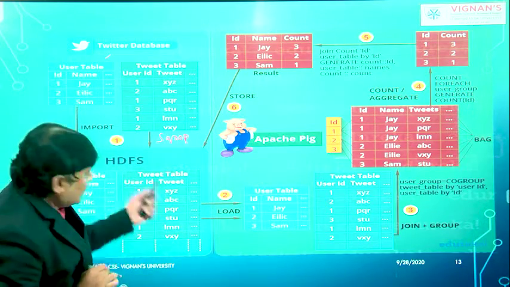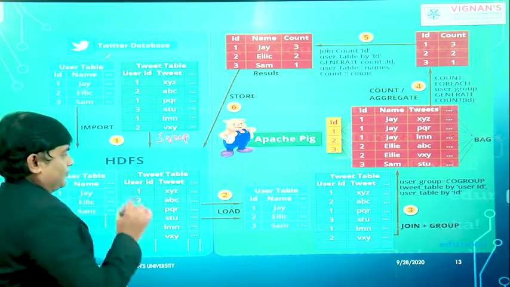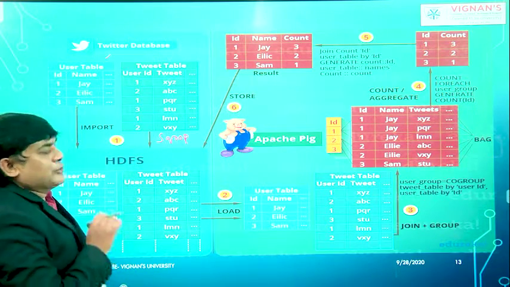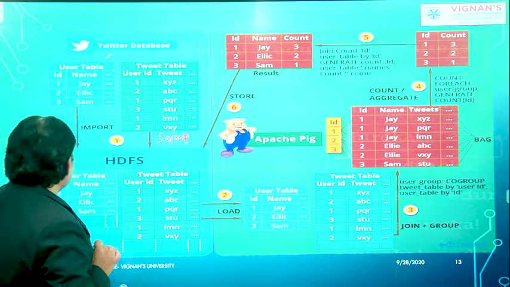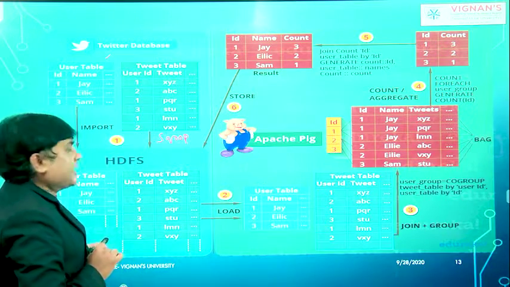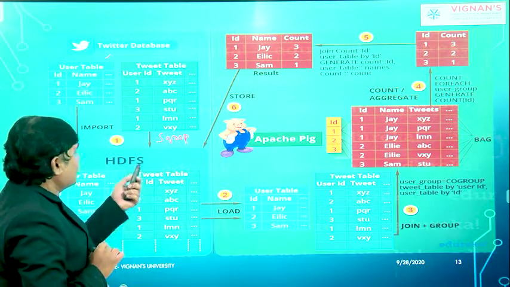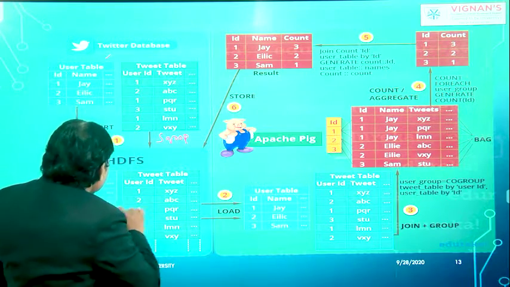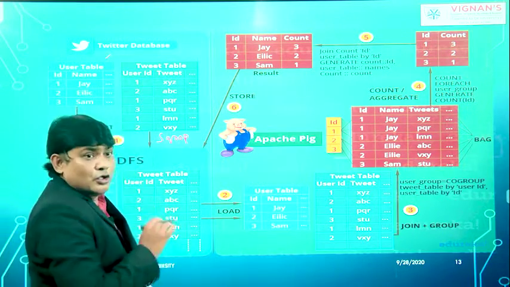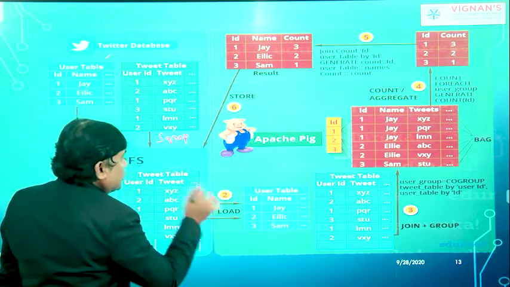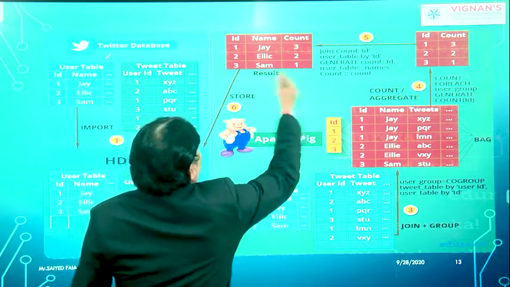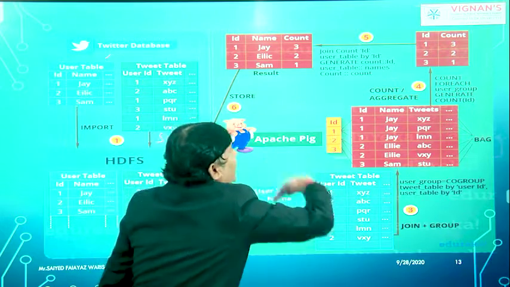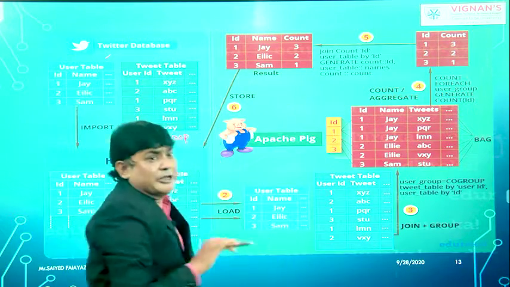Now in HDFS we have two tables. What tables do we have? One table is the user table you brought from the database of tutors, and one is the tweets table you brought from the database of the tutors. Now we are going to load this data, which is present in HDFS, into Pig. So this is a Pig environment, Pig processing. Pig will do all kinds of manipulation.